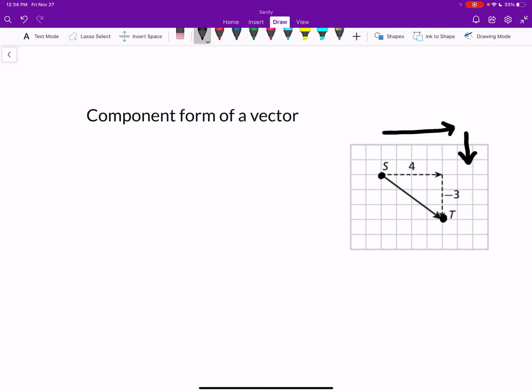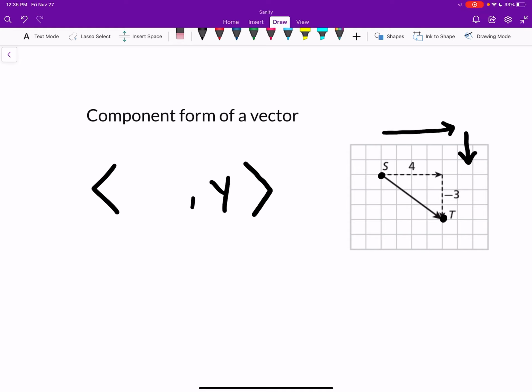So if we want to describe how to get from point S to T using a translation, what we're going to do is we're going to add these little angle brackets, and we're going to describe them just like points. So if this is X and Y, well, what's happening to our X? We're going to the right 4 units.